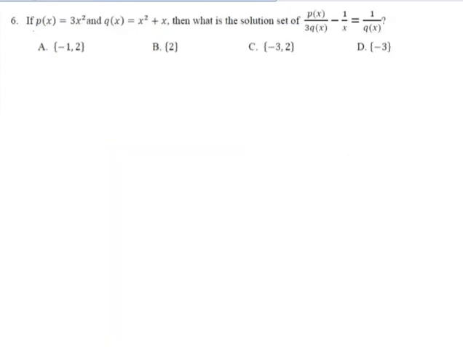If P of x is 3x squared and Q of x is x squared plus x, then what is the solution set for the given rational equation? So the question is, what is the solution set for P of x over 3 times Q of x minus 1 over x, which is 1 over Q of x?